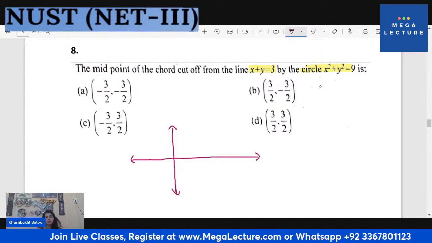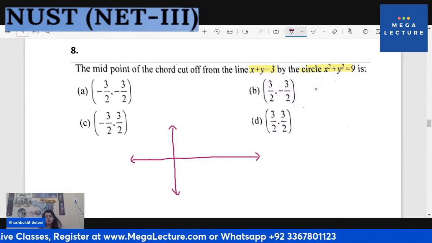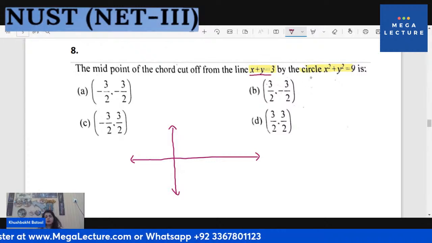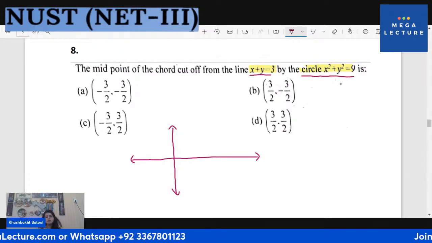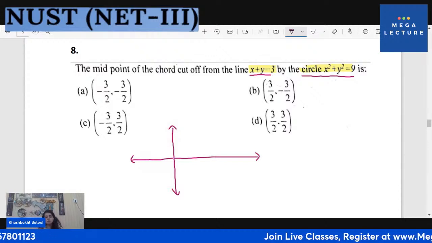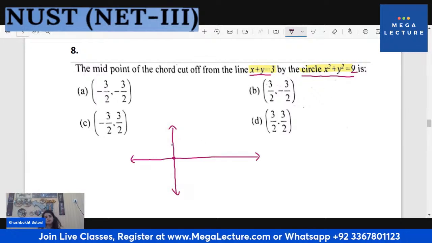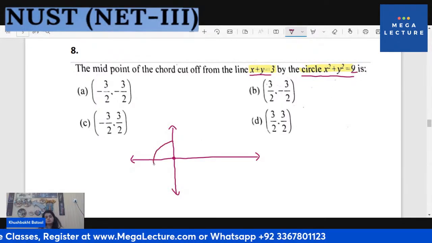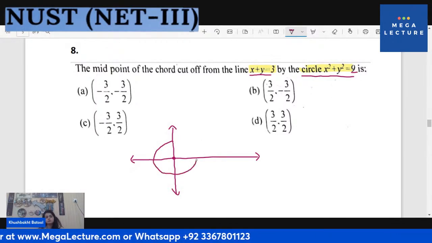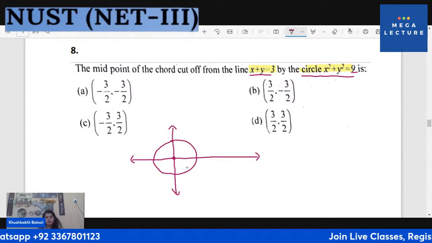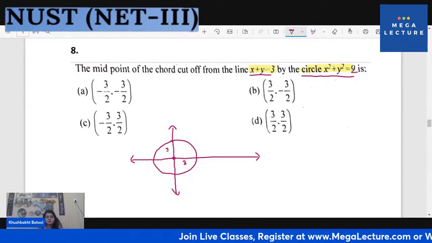Okay. Now the midpoint of the chord cut off from the line by the circle. Let's make the circle first. H is 0 and K is 0, so the origin would be the center of the circle. The radius would be 3. This is not a perfect circle, but we get the idea, right? The radius is 3 and the center is at 0, 0.